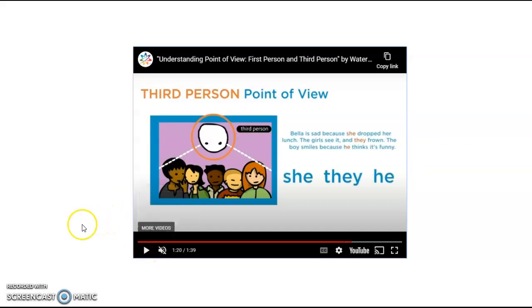Bella is sad because she dropped her lunch. The girls see it and they frown. The boy smiles because he thinks it is funny.